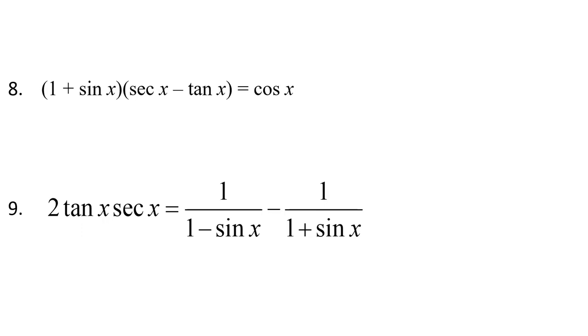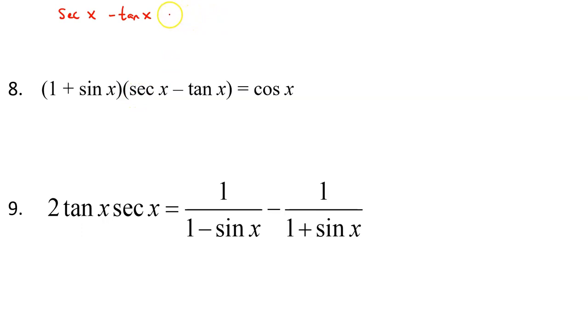So look at number 8, right? A couple more examples. I got 1 plus sine, and I got a secant minus tangent. I got a couple options. Why don't I try foiling this out? So 1 times secant is secant, so I get secant x. And then 1 times negative tan is negative tan.